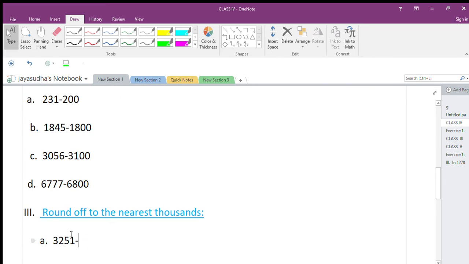Next, look at rounding off to the nearest 1000. What is that? Round off to the nearest 1000. To round off to 1000, you look at the hundreds place.